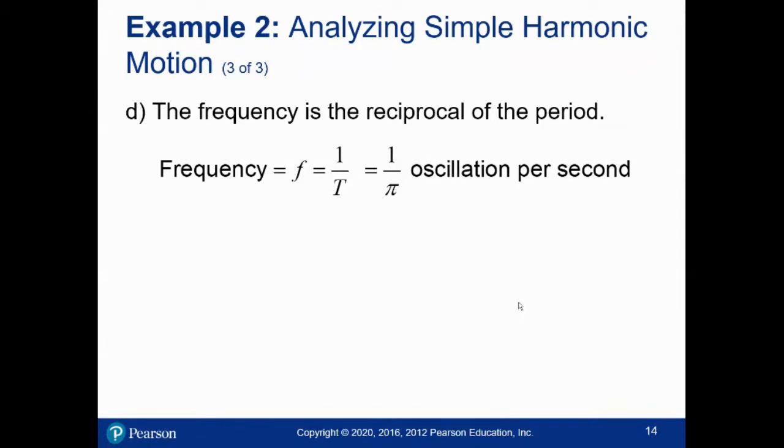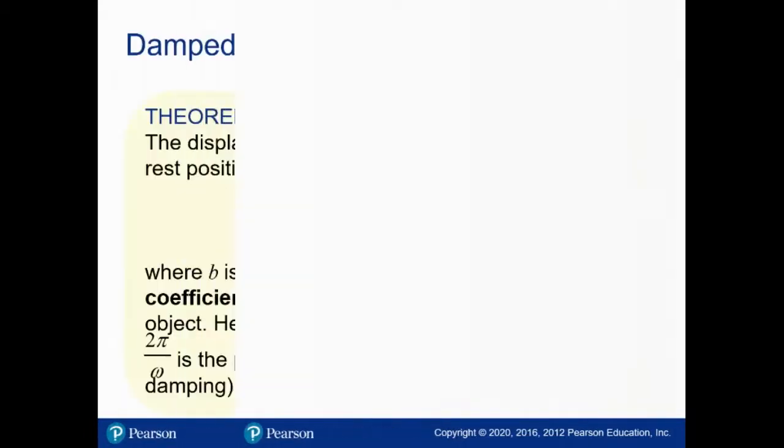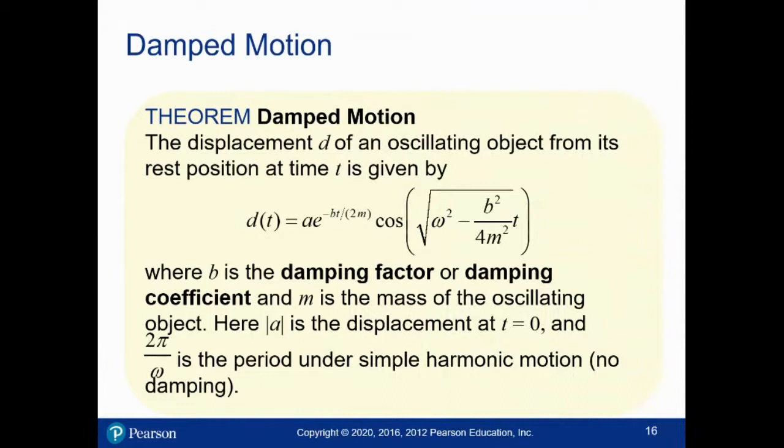And that's really all there is to say about simple harmonic motion. So we're going to stop this there, and in the next video we'll learn about something called damped harmonic motion, which you can see is significantly more complicated.